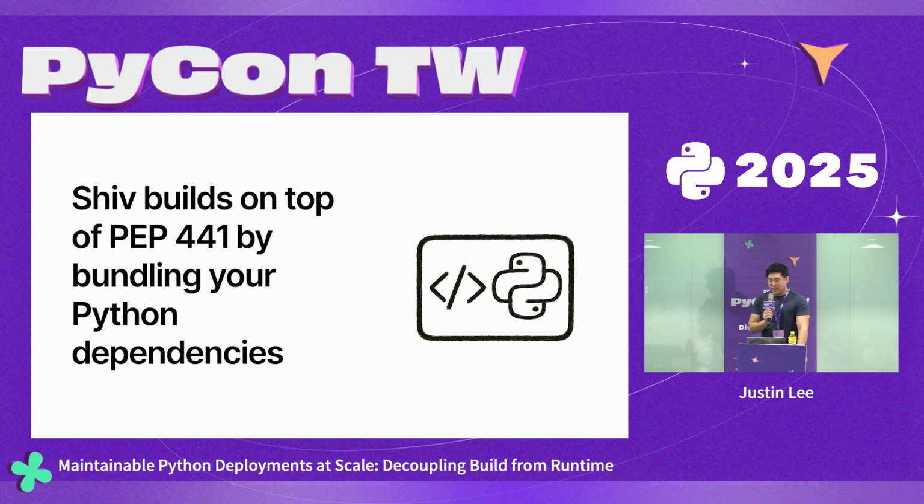Okay, so we can take PEP 441 one step further, and this can be solved by something called a Shiv archive. Shiv is an open source tool that was created by LinkedIn, and it does the same thing that PEP 441 does, but it also bundles your Python dependencies as well. So compared to the diagram I had on the previous slide, that Python icon is now inside the box. So they're together now. And this truly means that your application is self-contained and portable as a single file.